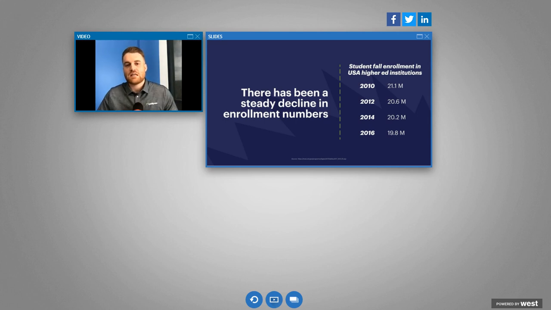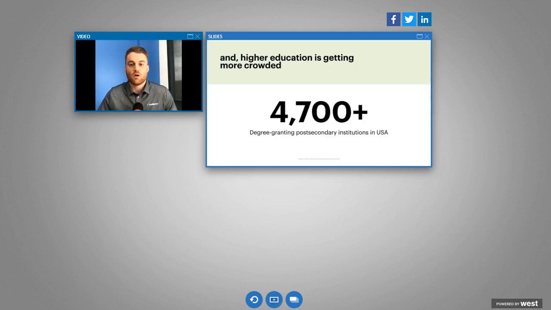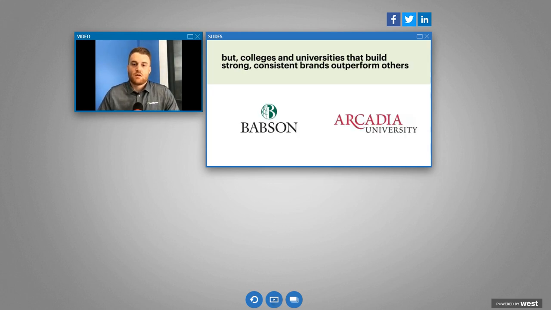So the numbers are declining. There's fewer students that universities and colleges are competing for, but the space is getting more and more crowded. Today, there are over 4,700 degree-granting higher education institutions alone in just the US. You add into that the impact of online education and how people can go to a college not actually even being in the same city, and the competition is increasing there. So fewer students, more competition.